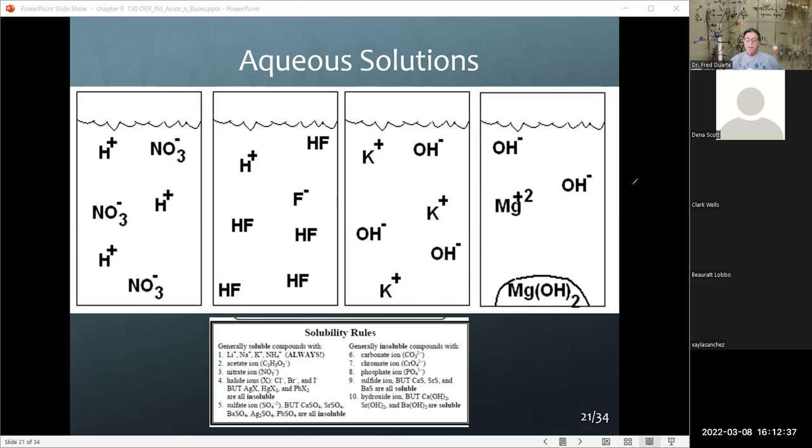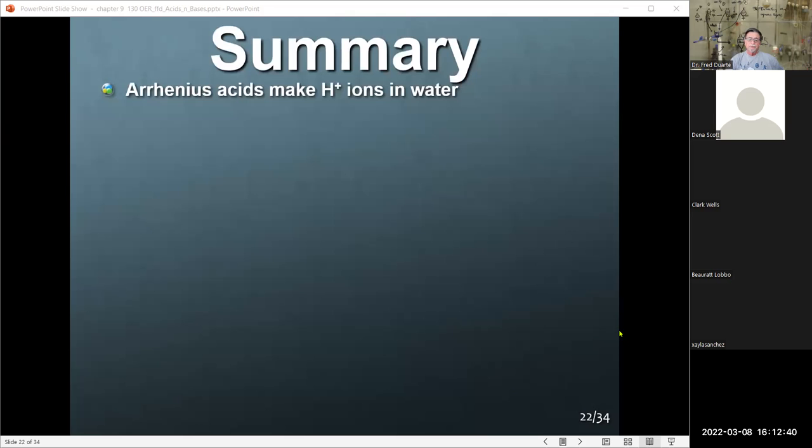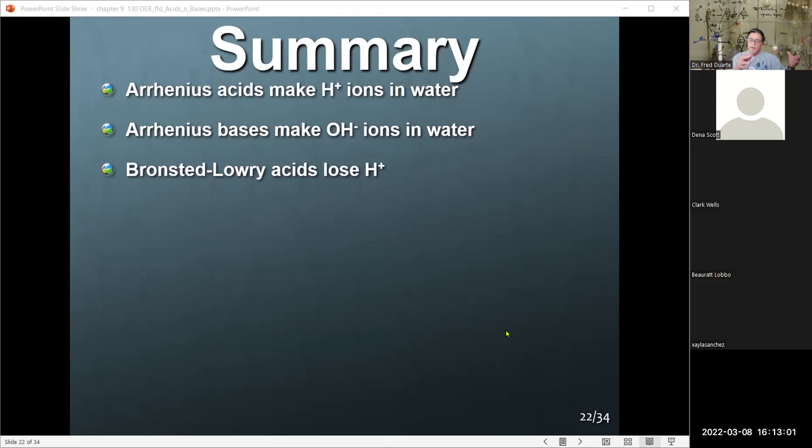Where are we at? All right, to summarize this part as follows. Remember, Arrhenius acids produce protons in water solution. Arrhenius bases are any chemical that produces hydroxide ions in solution. The other definition, the Bronsted-Lowry acids, are like the Arrhenius. In this case, they're talking about losing the proton. So they're similar in definition. Either way, a proton is being produced for both.